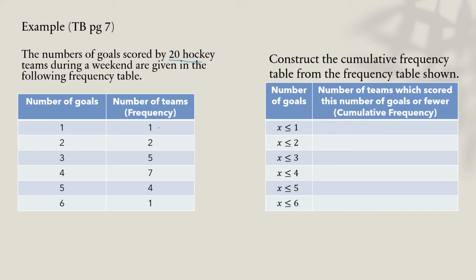So how to read this table is there's one team that scored 1 goal. 2 teams scored 2 goals. 5 teams scored 3 goals. 7 teams scored 4 goals. 4 teams scored 5 goals. And only 1 team scored 6 goals. So all of these here represent the teams, and if you sum up all of this, it will give us 20 teams.